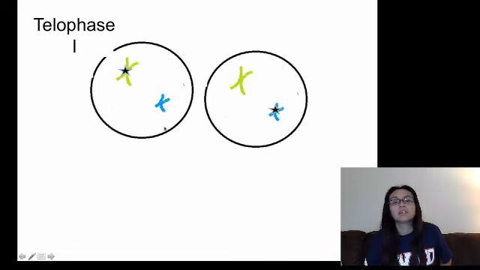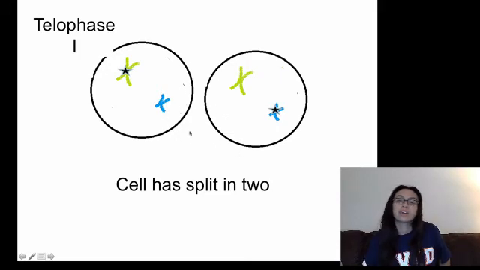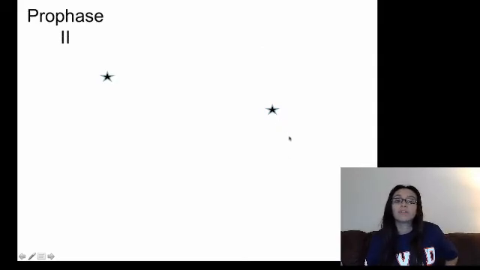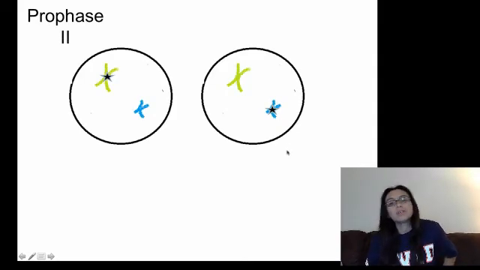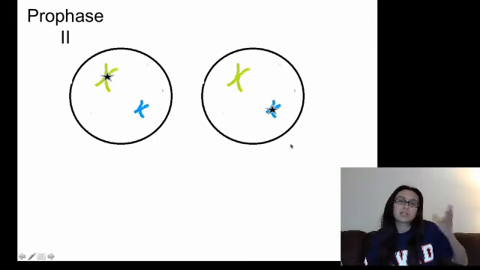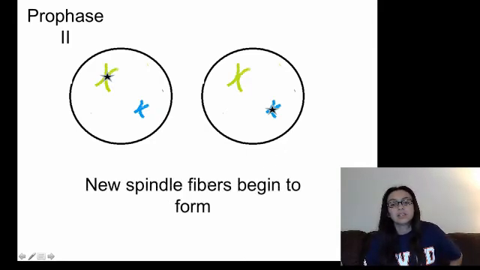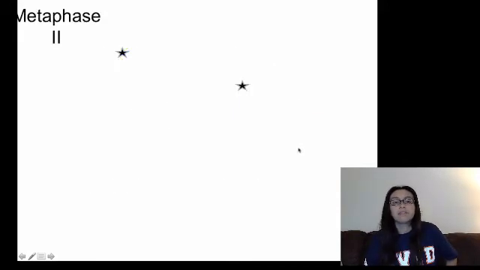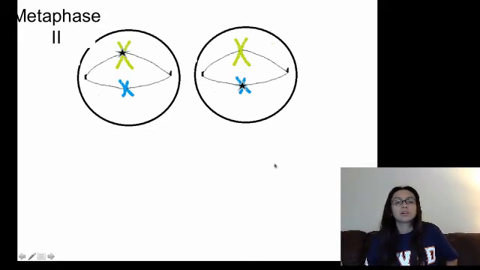During telophase 1, coupled with cytokinesis here, the cell has split in 2 and chromosomes unwind a little bit. Then we hit the second 4 phases. So we have prophase 2. During prophase 2, well, not much happens. Chromosomes start to recoil again, get condensed, and new spindle fibers begin to form. Metaphase, M means middle. So right here, the chromosomes line up in the middle of the cell.